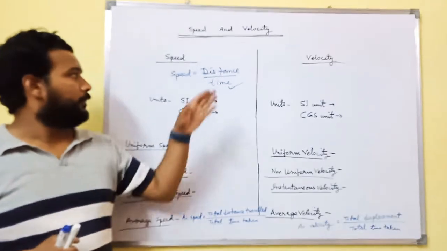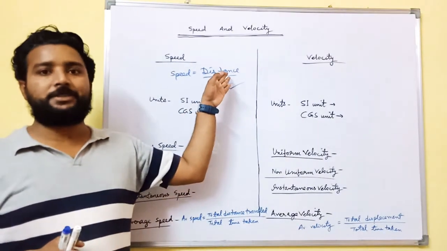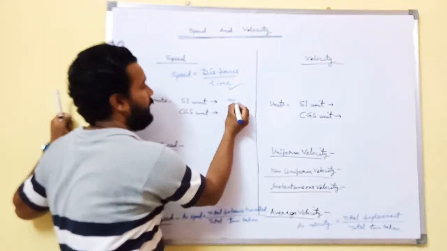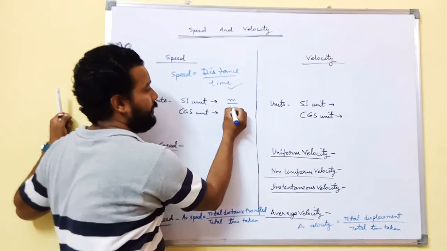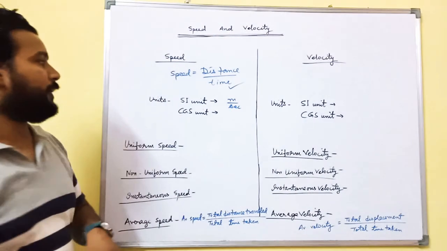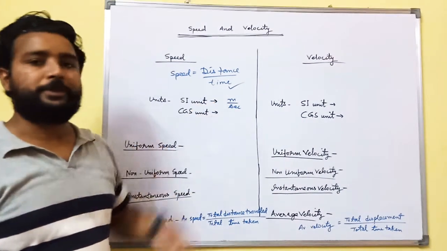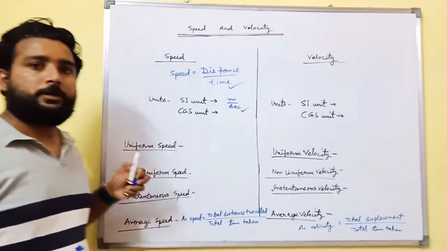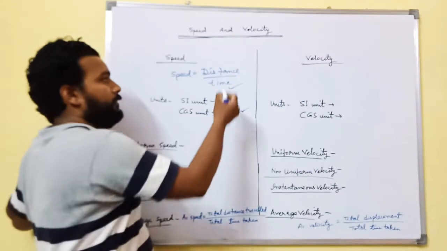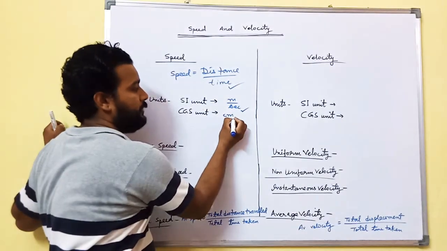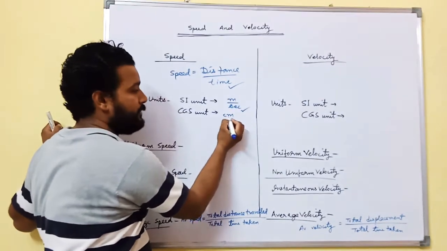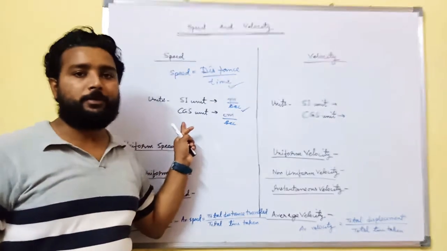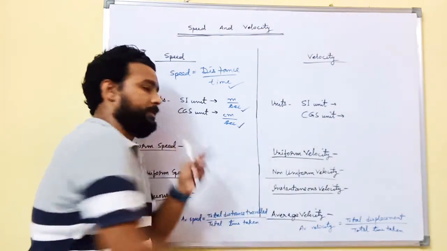Students, the SI unit of distance is meter and the SI unit of time is second. So the SI unit of speed will be meter per second. Now, in the CGS system, the CGS unit of distance is centimeter and the CGS unit of time is second. So the CGS unit of speed will be centimeter per second.